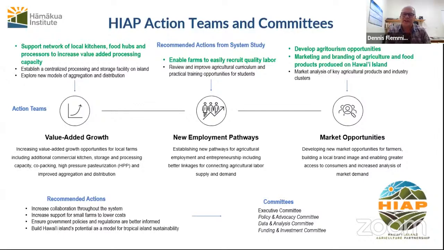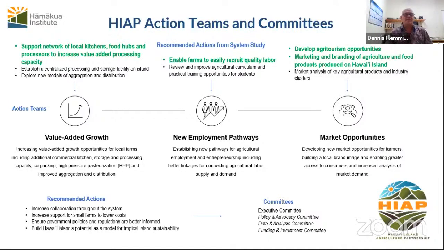Then also looking at new models of aggregation and distribution to try to get more of the production from small farms aggregated in ways where they can meet some of the bigger institutional and commercial markets. So I'm not going to go into all the details of everything that was recommended.